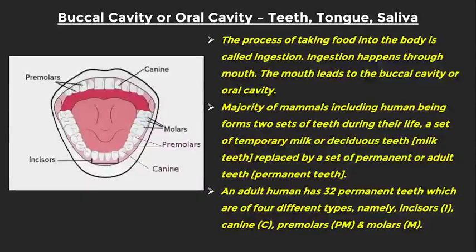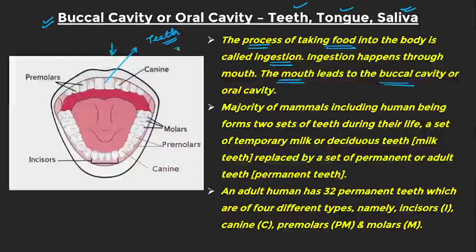The process of digestion starts with the buccal cavity, also called the oral cavity, which has teeth, tongue, and saliva coming from salivary amylase. Now we all know the first process of taking food into our body is called ingestion, or you can say intake of food, which starts with the mouth, which leads to the buccal cavity. When you intake your food, what happens? There are teeth present in our mouth.